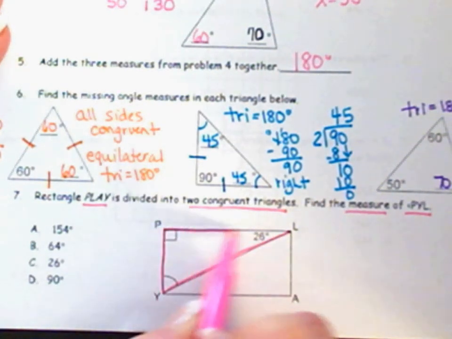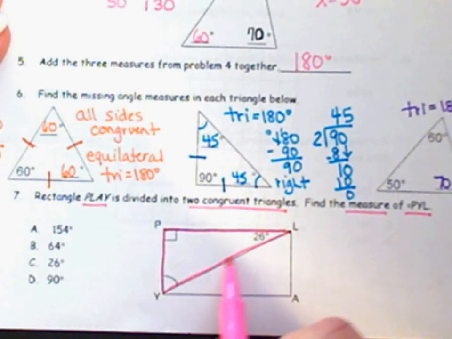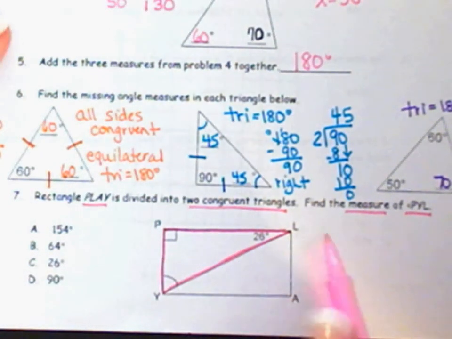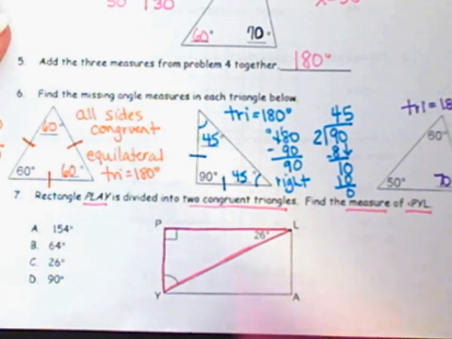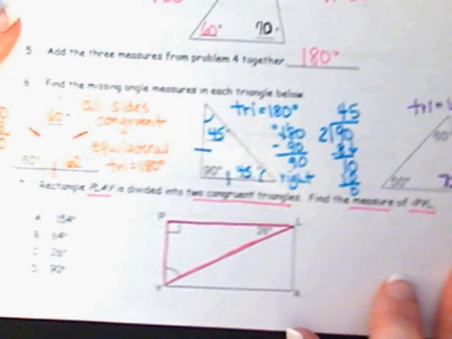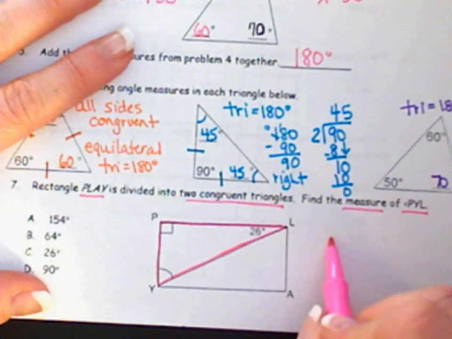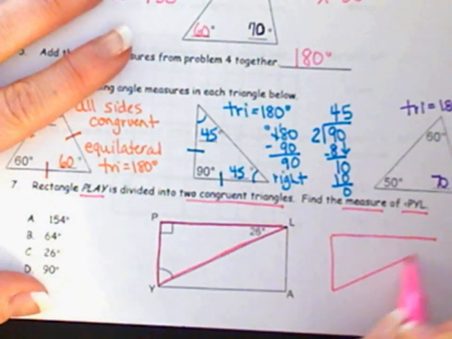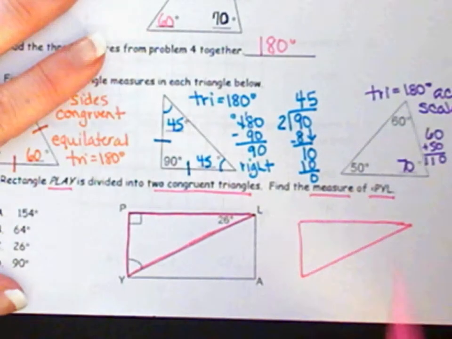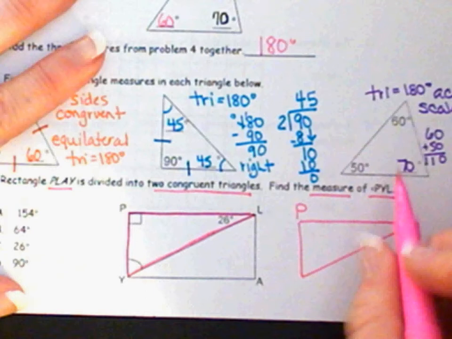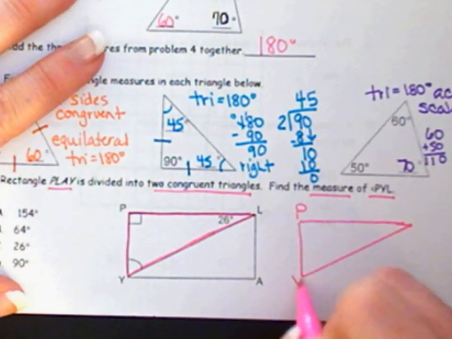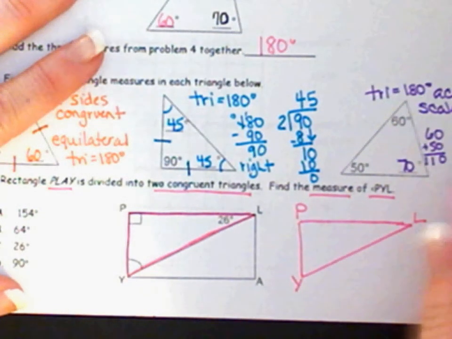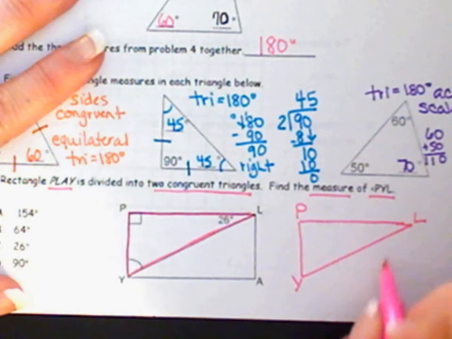We had one just like this today for warm-up in class. Rectangle PLAY, that's the whole rectangle on the outside, is divided into two congruent triangles. We're looking for the measure of PYL. So P, Y, and L is what we're looking for. So anytime that you have a rectangle, we could actually divide it in half, and you would have two triangles. So now they're only wanting us to focus on the triangle.